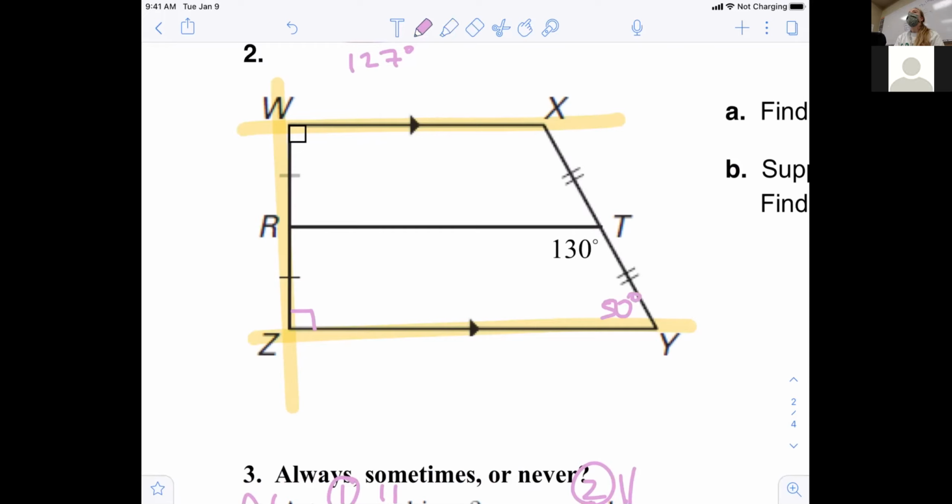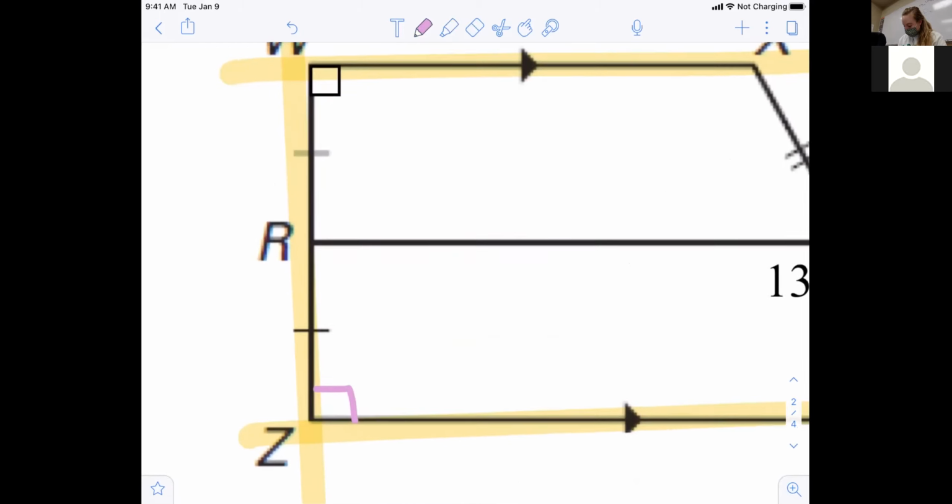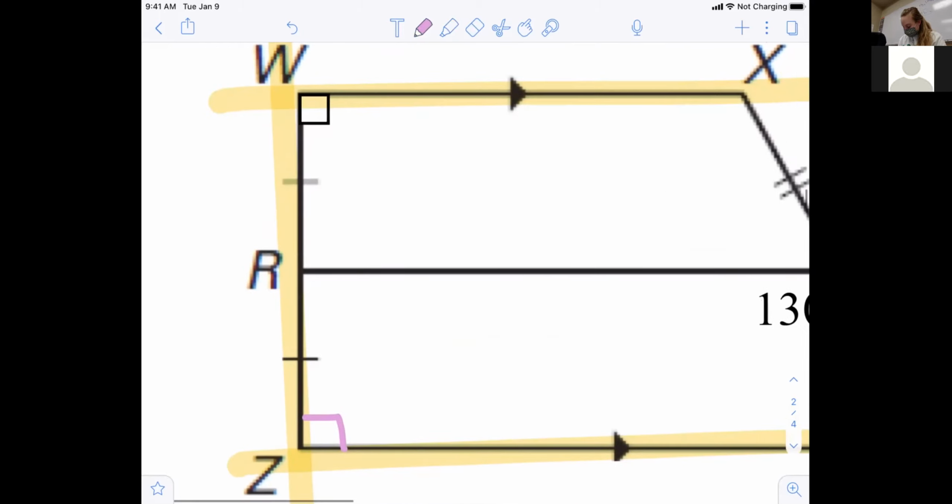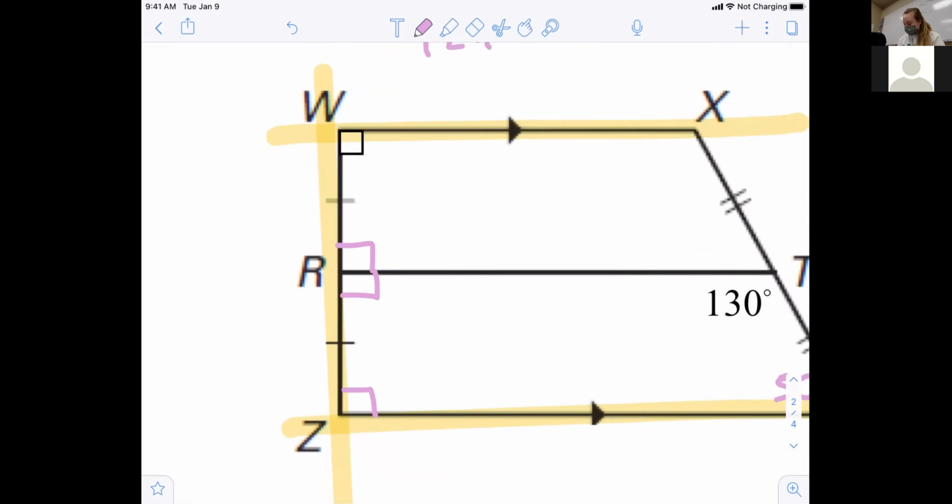What else do I know? Kamara. R equals 90. Which one? Oh, the top. Both of them. Both of the angles at R are 90. So WRT, that angle is 90, and then TRZ is also 90.